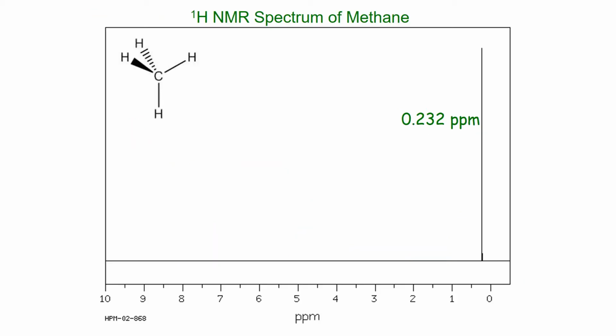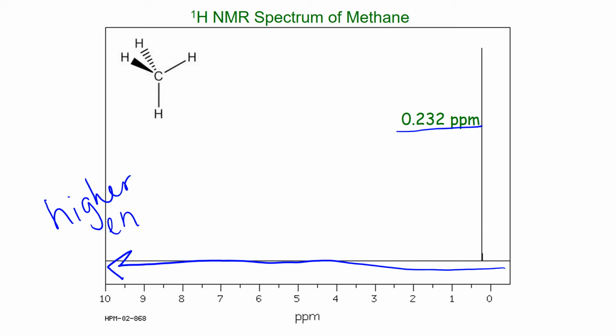Here's what an actual NMR spectrum looks like. This is very simple. This is just methane, and it gives one signal, and that signal is showing up at 0.232 ppm. We're, just like with IR, increasing in energy from right to left. So we would say that this is higher energy down here, and this is lower energy over here.